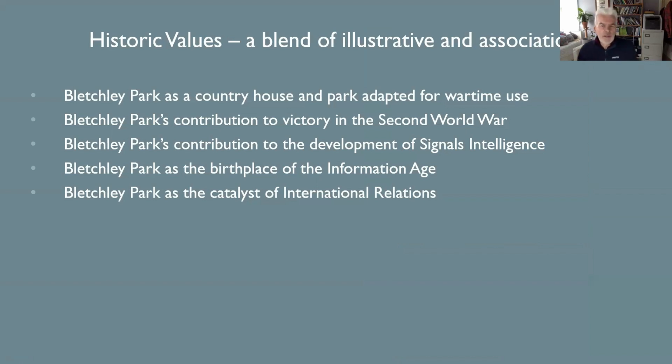So I'm going to really focus on the historic values because these are really critical for Bletchley Park. And we're looking really at a blend of the illustrative and associative. Now, all of you would have heard, obviously, of such behemoths as Alan Turing. But of course, Bletchley Park was associated with a remarkable range of people and intellects. Gordon Welchman, Dilly Knox, von Neumann, a huge amount of remarkable people.